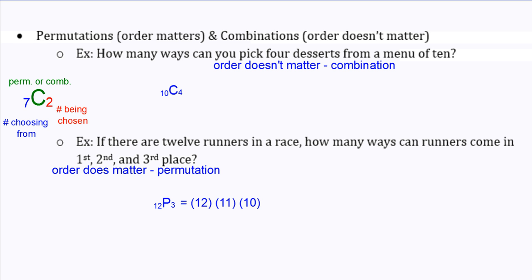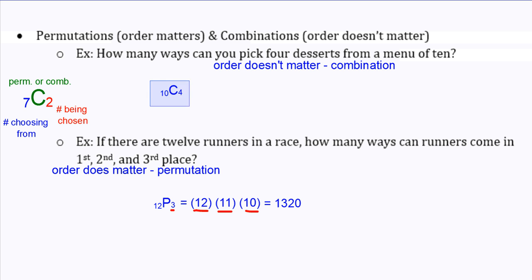So for example, here we have 12 times 11 times 10. Again, we start at the first number, and the second number tells me how many spaces down I want to count. Okay, so 3 spaces down, 12 times 11 times 10, and we just multiply, and we get 1,320 different combinations of first, second, and third place.